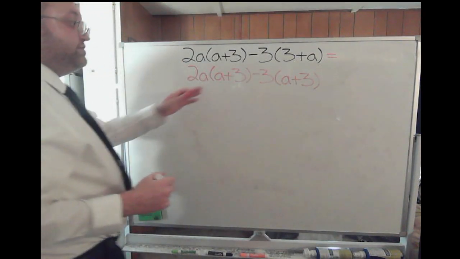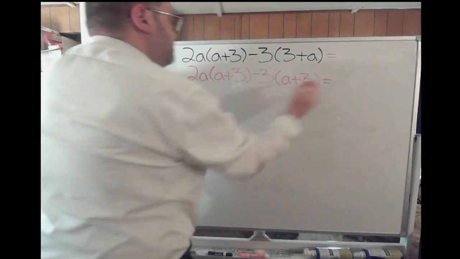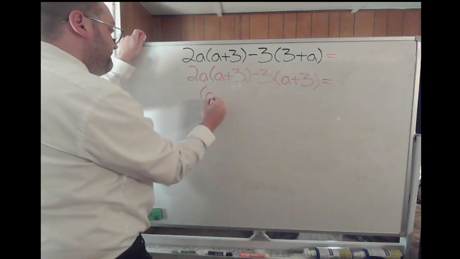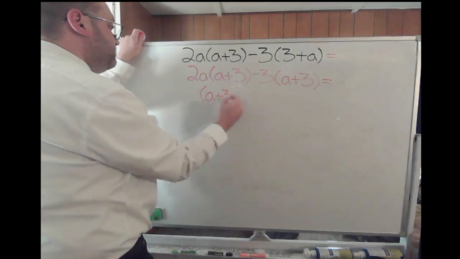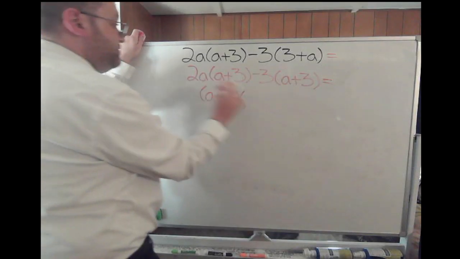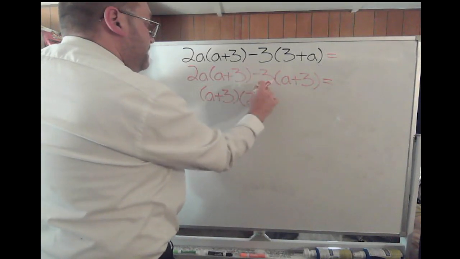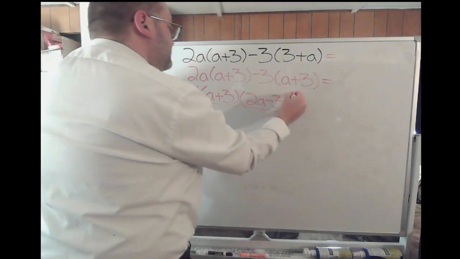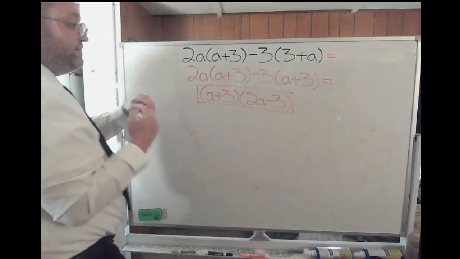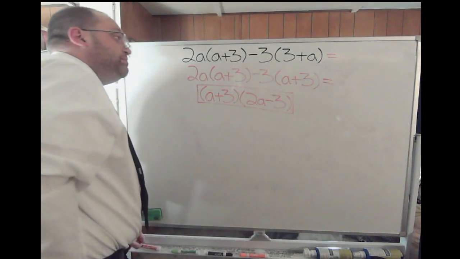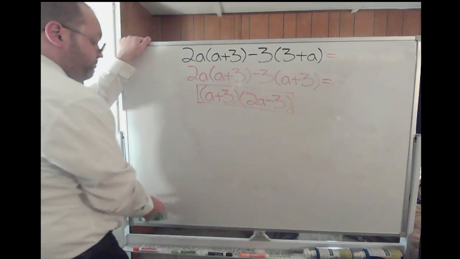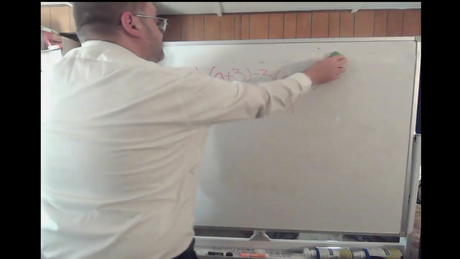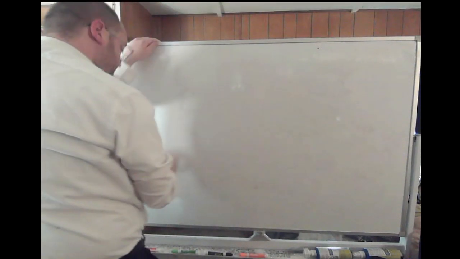Now it looks like we have common factors we can pull out from each term, which would be a plus 3. You'll end up having the quantity of a plus 3 times the quantity of 2a minus 3. So the answer for this problem is the quantity of a plus 3 times the quantity of 2a minus 3. So this is where knowing the commutative properties really come in handy.